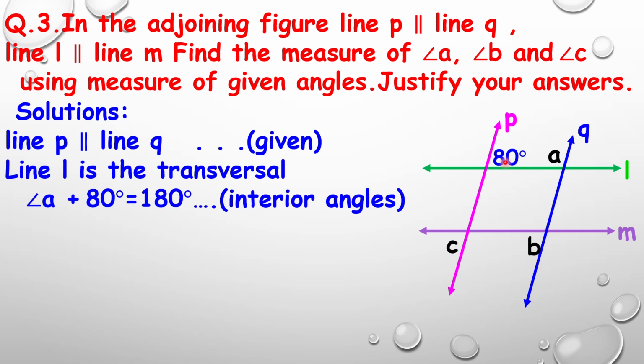Interior angles are supplementary. So angle A plus 80 is equal to 180 degrees. Transfer this 80 to the opposite side. Therefore, angle A is equal to 180 minus 80. Therefore, angle A is equal to 100 degrees.